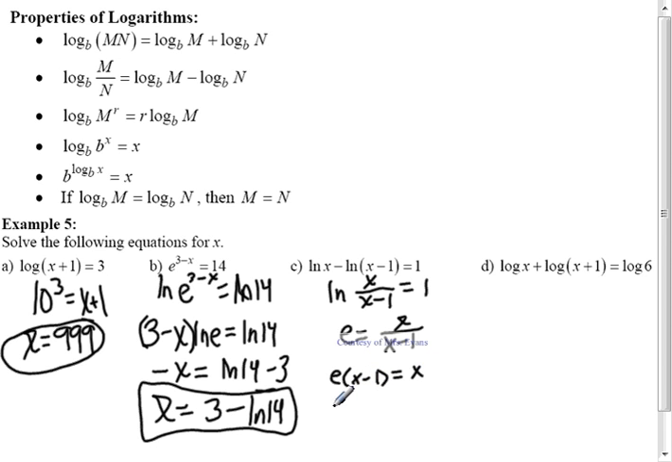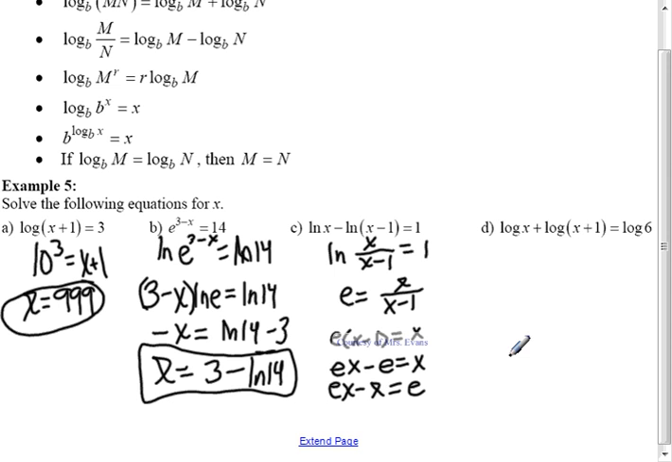Okay, distribute, I get e times x minus e equals x. Okay, I'm going to move anything with x to the left, and anything without x to the right. So I will get e times x minus x equals e. Only a few more steps here.